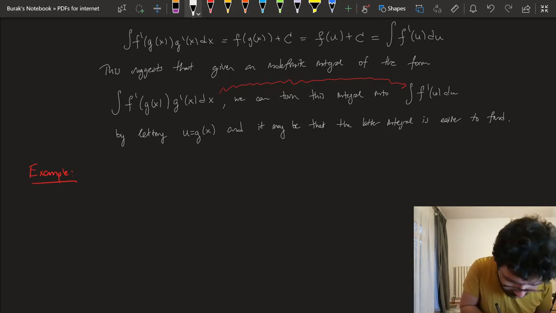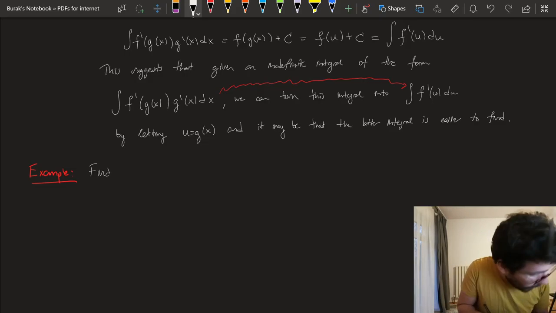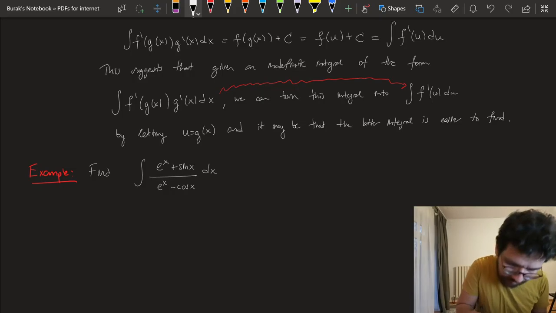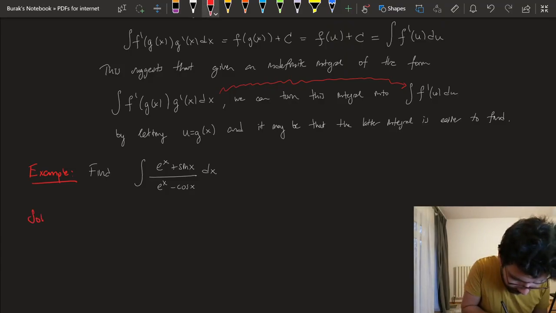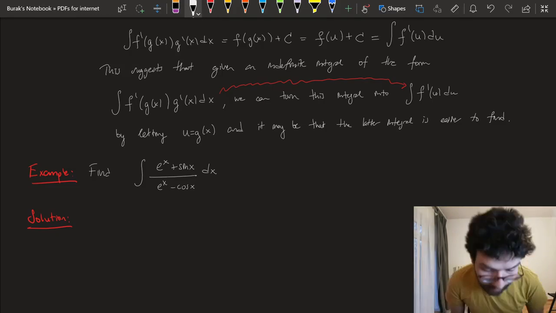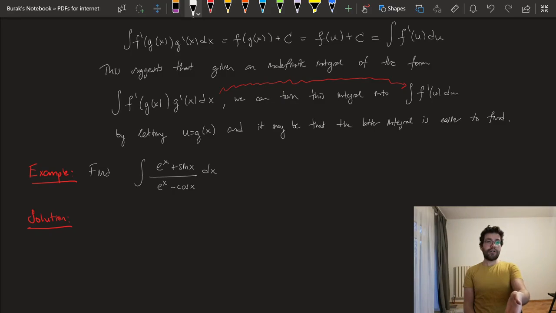So first one, find the indefinite integral of e to the power x plus sine x divided by e to the power x minus cosine x dx. Okay. You can find this function in those antiderivative tables that are in your lecture notes or in your book.